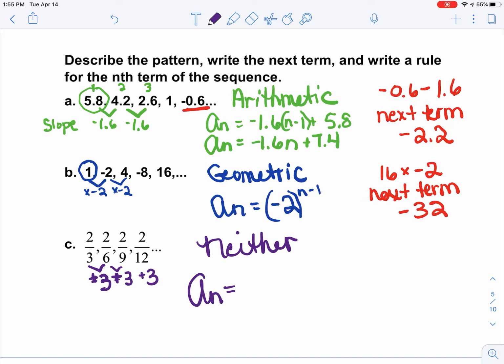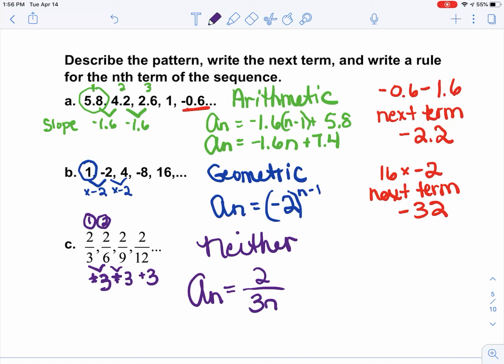All right, but we can still come up with our rule. What do I know about the top? Well, that's easy. It always stays a 2. Now I need to work on the bottom. So on the bottom, since I'm adding, remember that is your slope. So 3 times something. So 3 times n. If I put n for my first term, it'd be 2/3. If I put a 2 in for my second term, it's going to be 2/6. If I put a 3 in for my third term, it's going to be 2/9. So there's my rule.